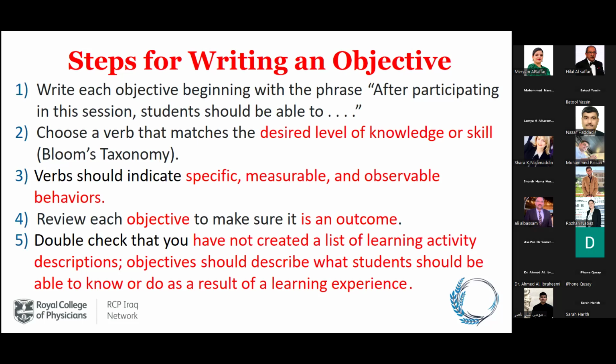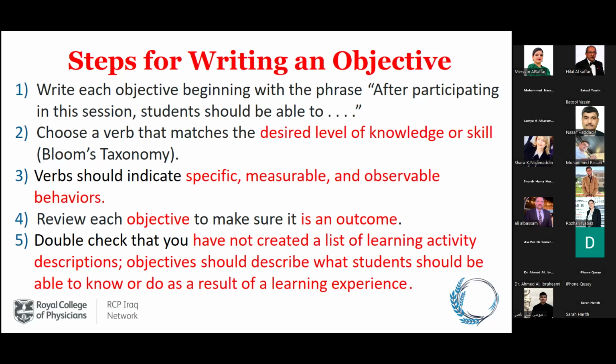We write each objective beginning with a phrase like after participating in this session, or attending this session, the student should be able to. Then we choose the verb that matches the desired level of knowledge or skill. What level do we want, is it the first level, the second, from the psychomotor, the affective, or the cognitive? It depends on what we want the student to perform.